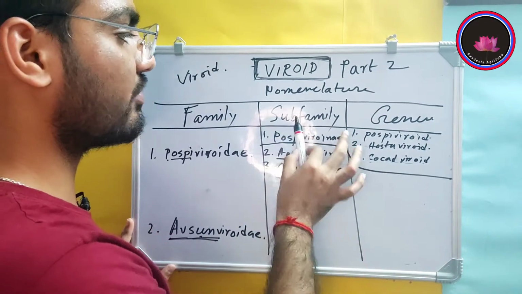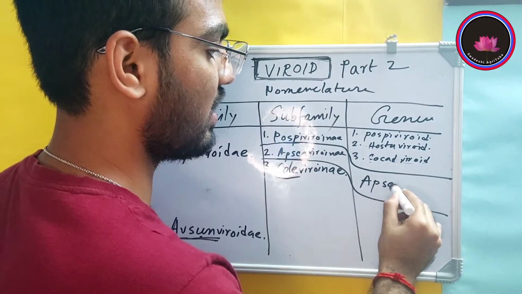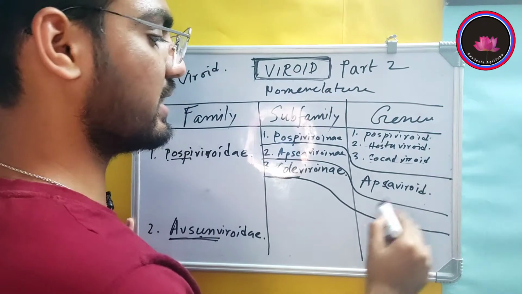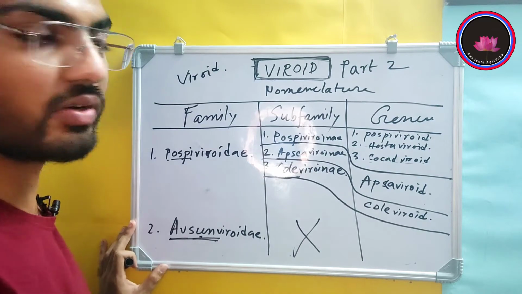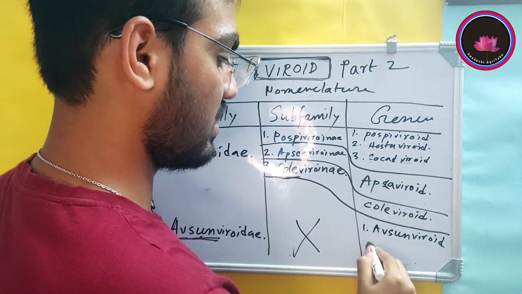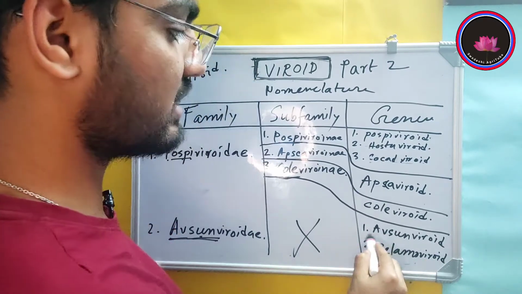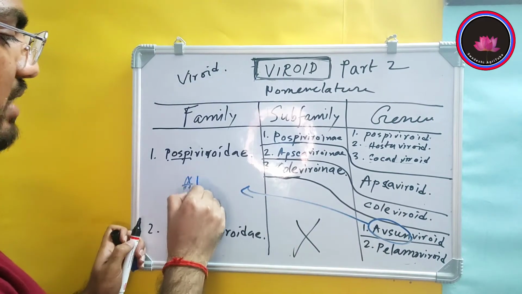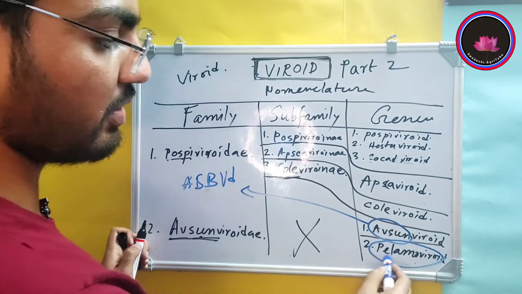Now under the subfamily of Apscaviroinae there is one genus, Apscaviroid, and under the Coleviroinae there is again one genus, Colevirioid. There is no subfamily of Avsunviroidae, but it has two genera: Avsunviroid and Pelamoviroid. One important example of Avsunviroid is avocado sun blotch. You can see from here Avsun, avocado sun blotch, ASBVd.